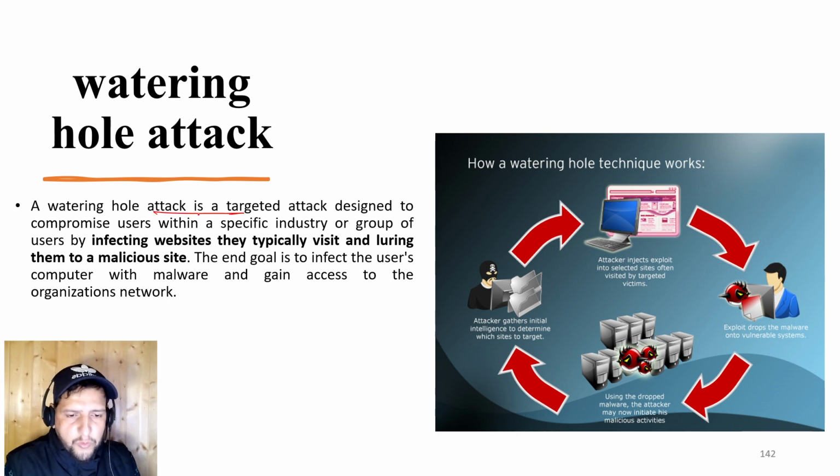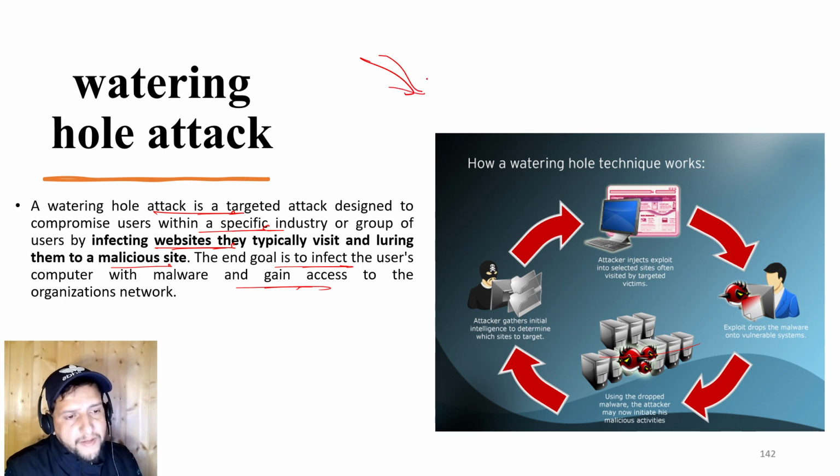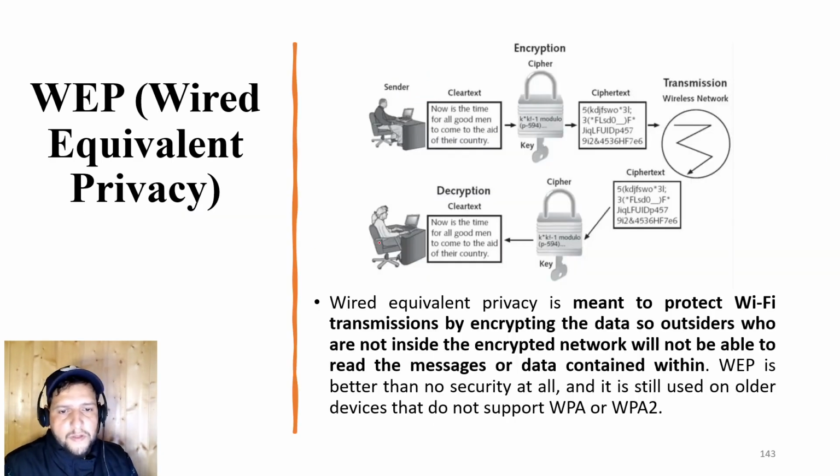Watering holing is a targeted attack which is designed to compromise users within a specific industry or group of users by infecting websites they typically visit and luring them to a malicious site. The end goal is to infect the user's computer with malware and gain access to the organization's network. So what does the attacker do? The attacker injects an exploit into selected sites which are visited. Those things happen here. You are not being attacked because you are very secure as an organization, so they affect the sites which you visit mostly.